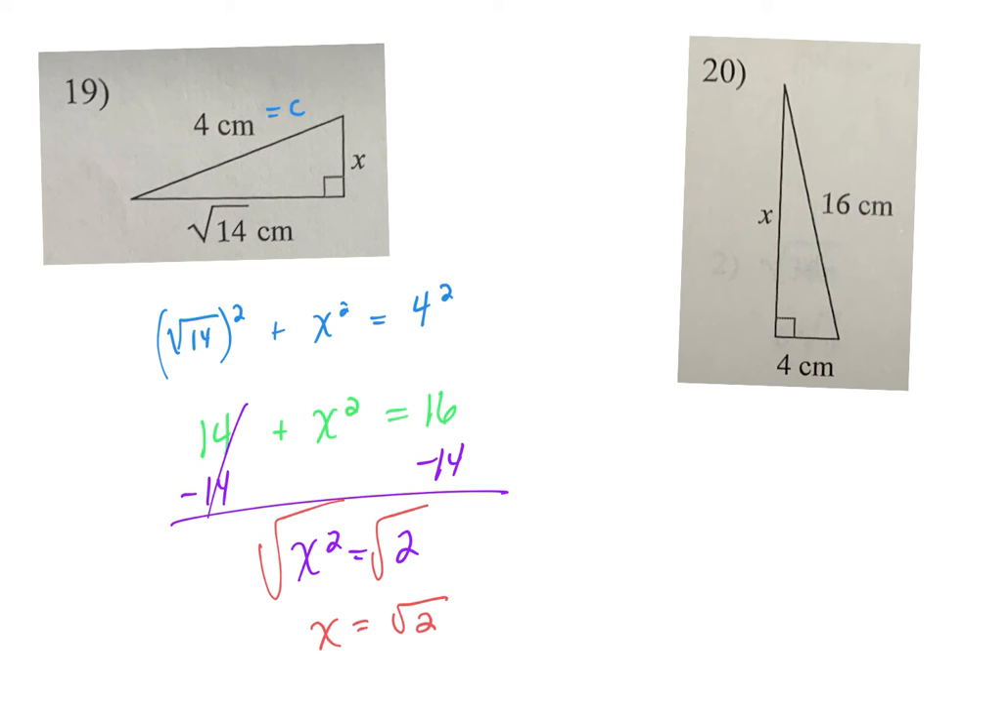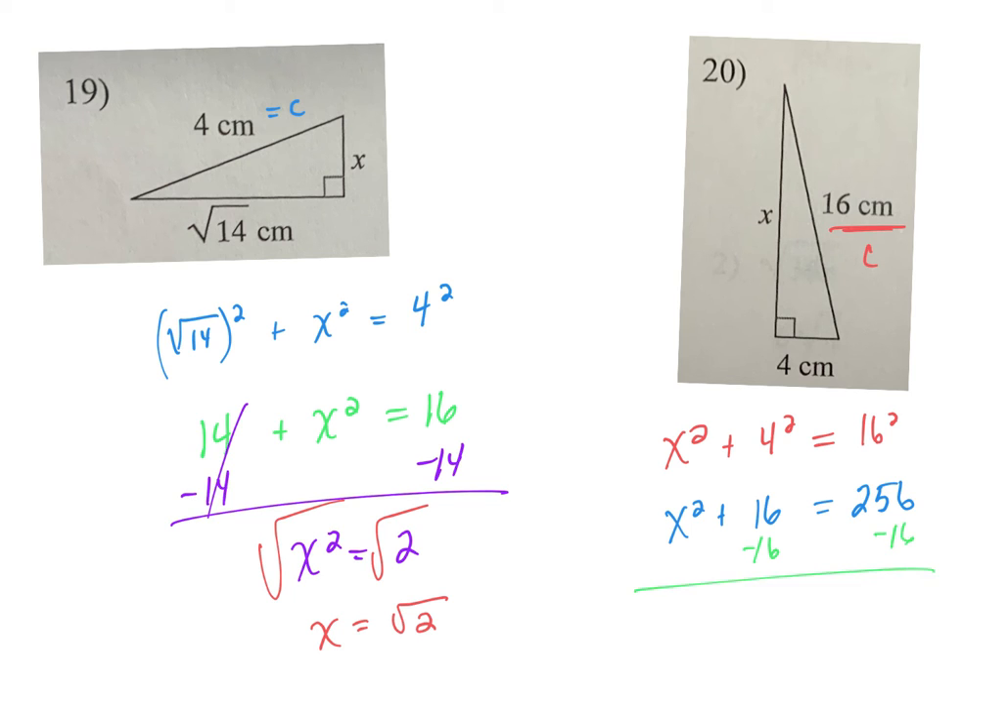So for this one, which is my C? For number 20, what is your hypotenuse here? 16, so that is your C. X squared plus 4 squared equals 16 squared. All right, what is 4 squared? 16. What is 16 squared? Hopefully that you got 256. Subtract 16 from both sides. All right, x squared equals 240.